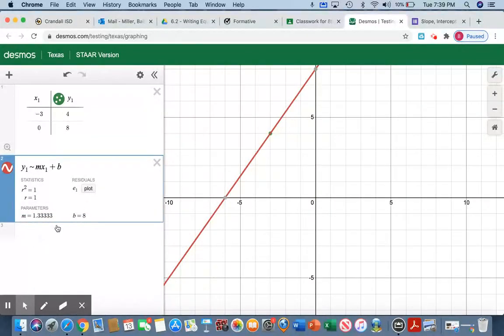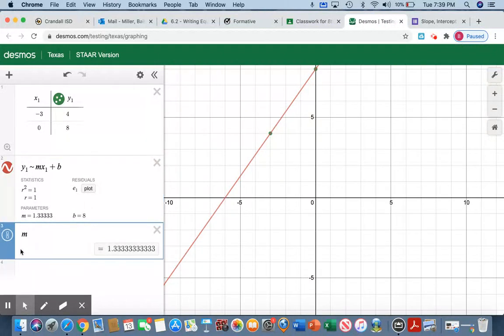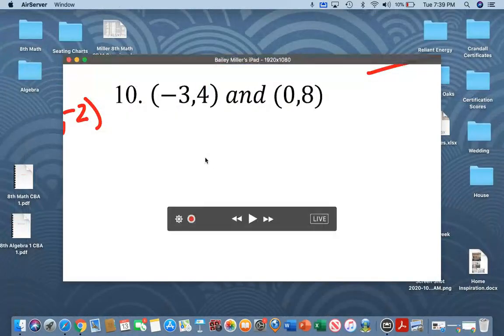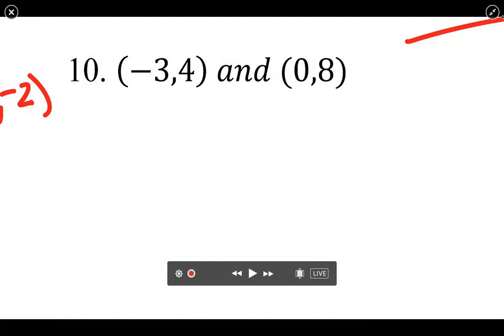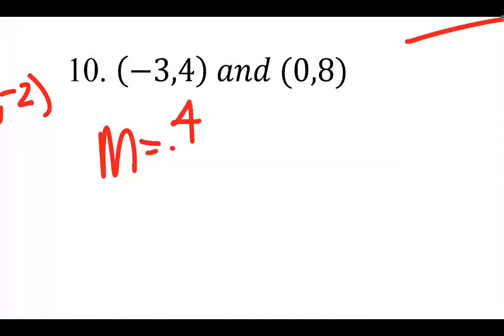Again, we don't like decimals because that has nothing to do with us for rise over run. I could never tell the slope of 1.33. I have no idea what that is. So I'm going to come down here, type in m, and press the fancy fraction button, and it tells me it's 4/3. So I'm given my m is 4/3 and my b is 8.